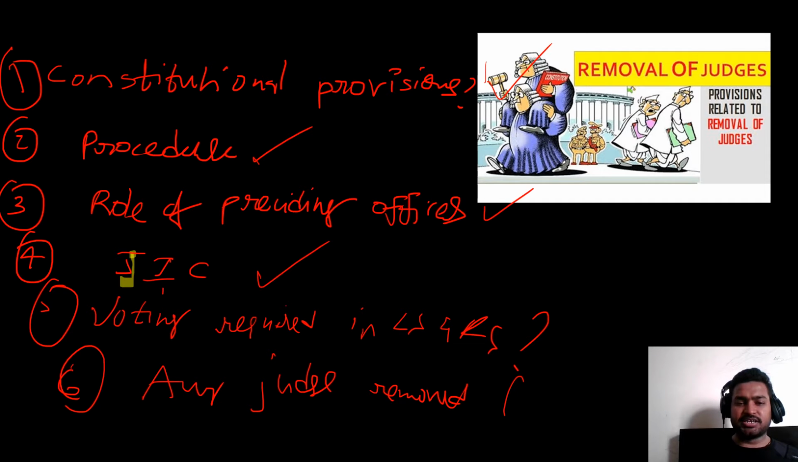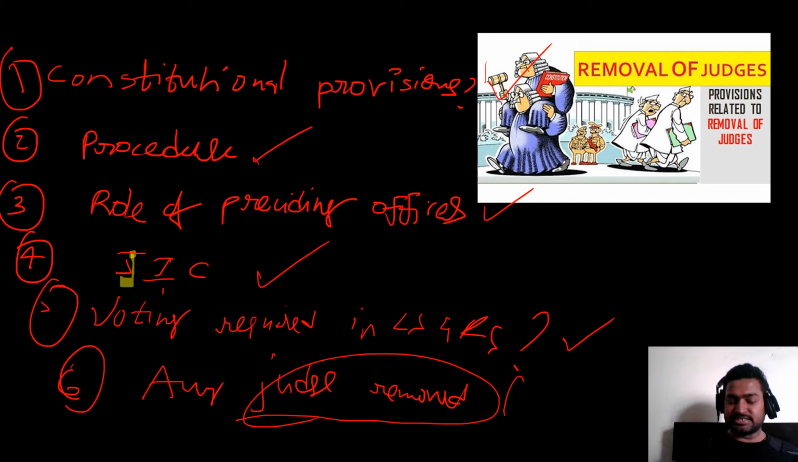and most importantly, how the investigation will be done, and what will be the composition of the Judicial Investigating Committee. We will also see the voting that is required in both houses of the parliament, that is in Lok Sabha and Rajya Sabha, and we will also see whether any judge has been removed from office since independence, since the commencement of the constitution, over 70 years of independence.